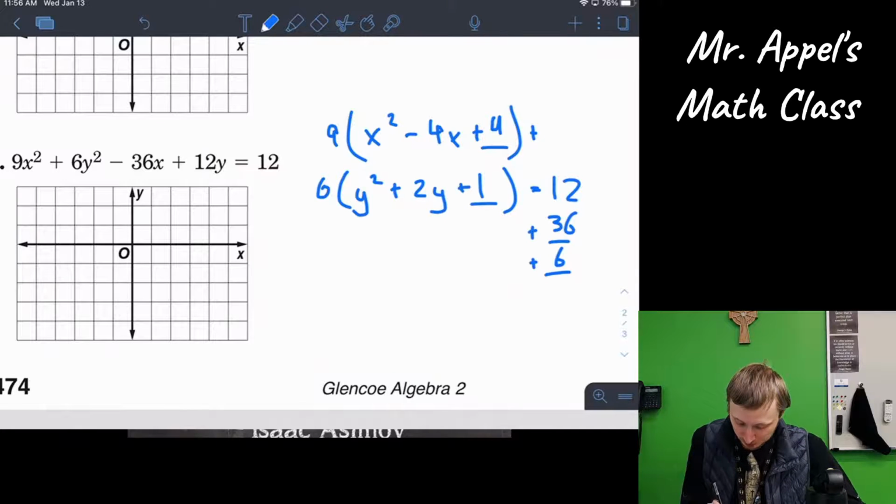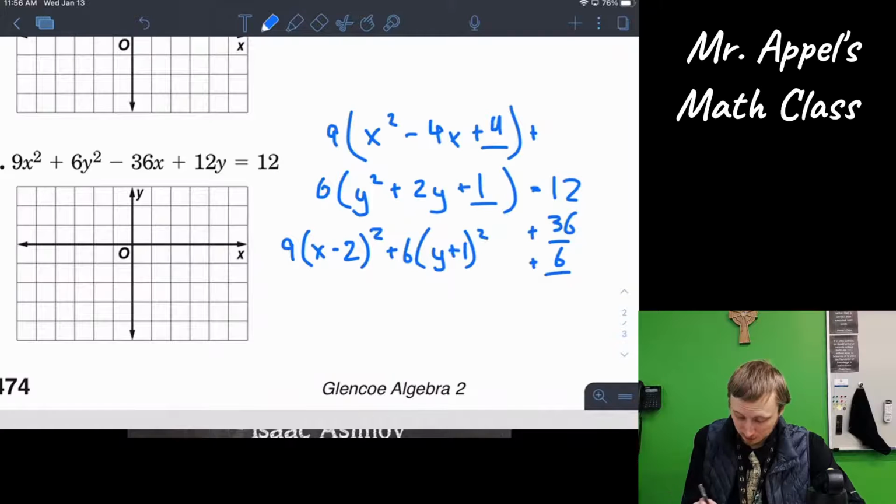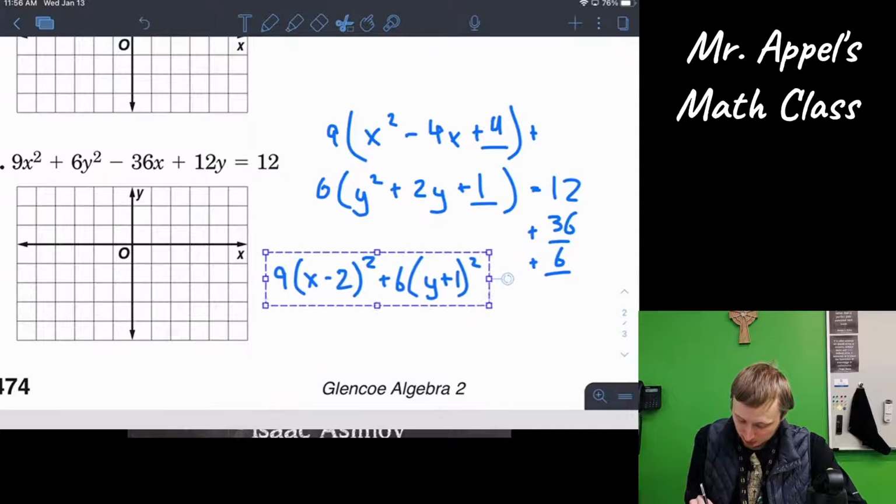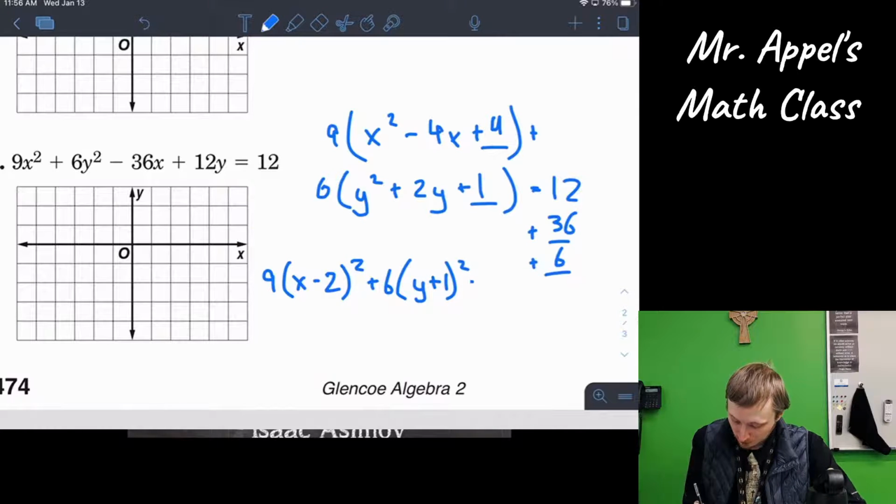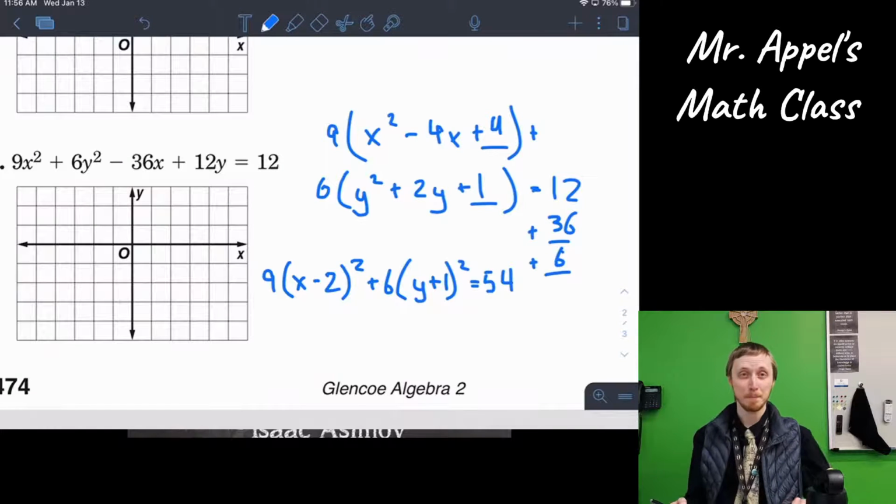Okay, but now we can reduce this down. 9 out front. We've got x, what was it? Half of negative 4 is negative 2, x minus 2 squared, plus 6 times y plus 1 squared. Oh, that needs a little bit more space. Equals, and 12 plus 36 is 48 plus 6 more, 54, right?